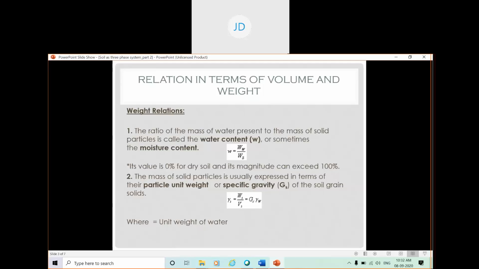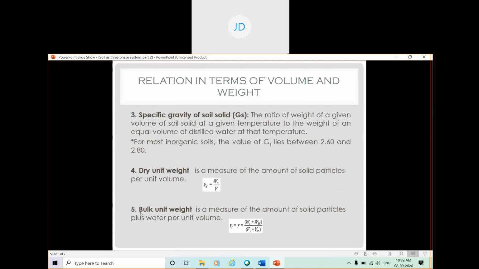Okay. Now first of all we'll discuss bulk unit weight. Just for some time ignore the others and proceed to number 5. That is, you can see bulk unit weight. So bulk means what? Bulk actually represents as a whole or in total. That means how much is the total unit weight of soil. That is actually the meaning of bulk unit weight.